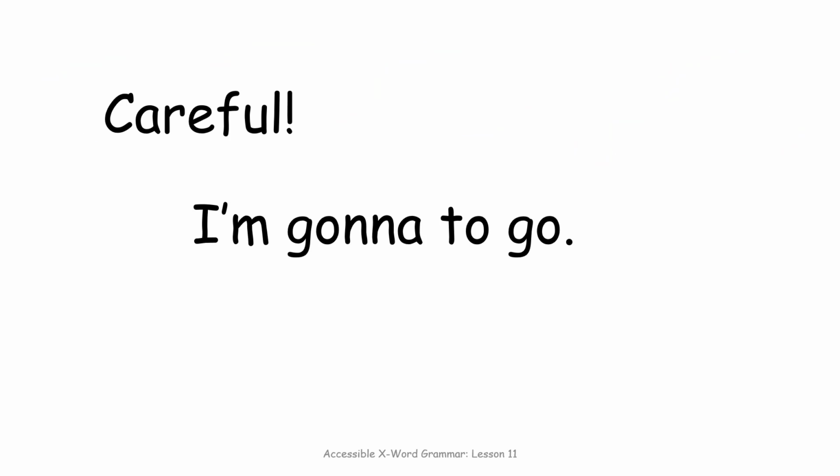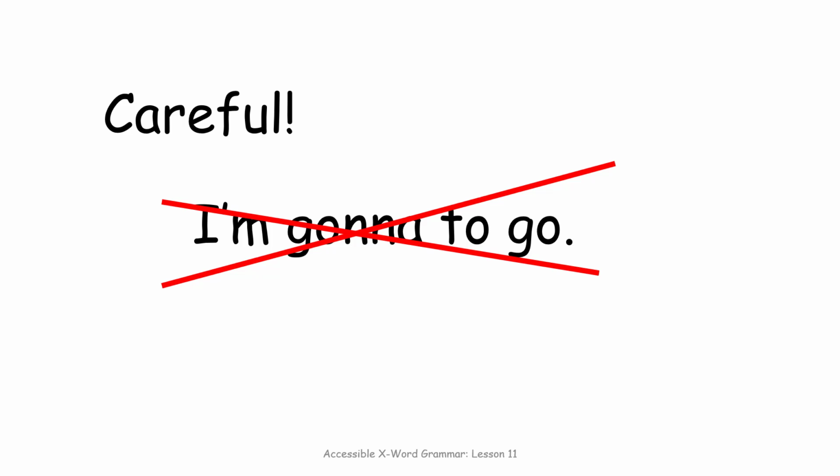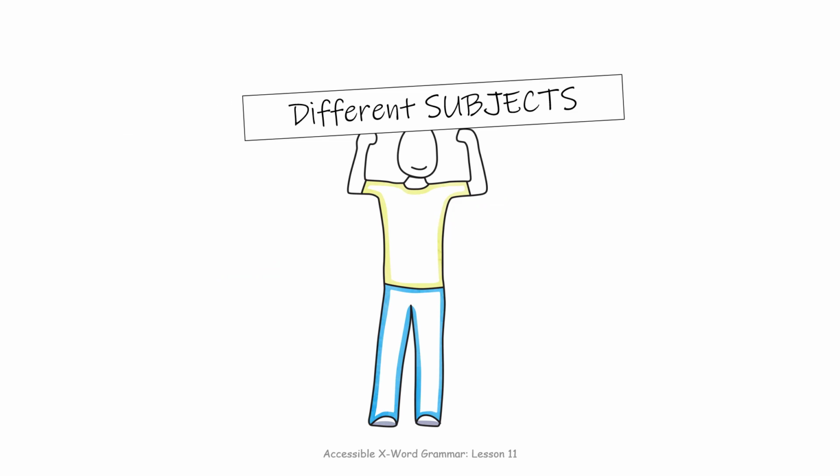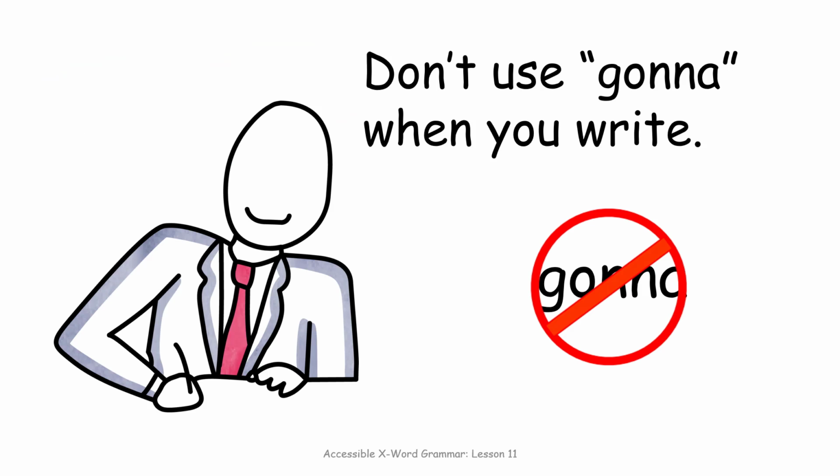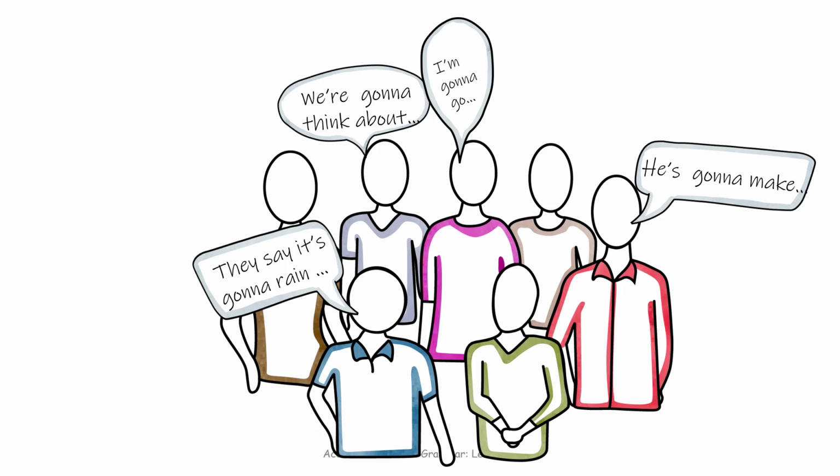Careful! Gonna includes going and to. Don't repeat to. With different subjects, only the form of be changes. The subject and the be X word are usually contracted. They sound like this. She's gonna go, he's gonna go, they're gonna go. It still isn't acceptable to write gonna, but almost everyone uses it when they talk.